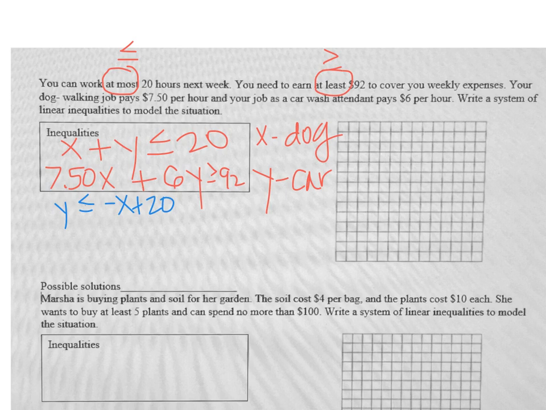And that second one's going to look pretty ugly, okay? So we're going to start out by having Y is greater than or equal to negative 7.5 over 6x plus 15 and 1/3. Okay, well, it's definitely bad math to have a decimal in a fraction. So the way to get rid of that is to think about what that decimal represents. Okay, so I'm going to redo this decimal. It's saying that I have negative 7 and 5/10.